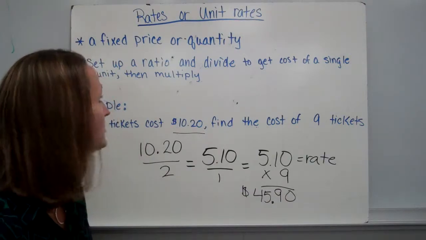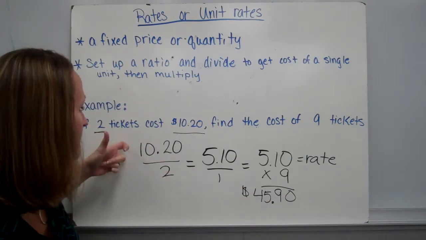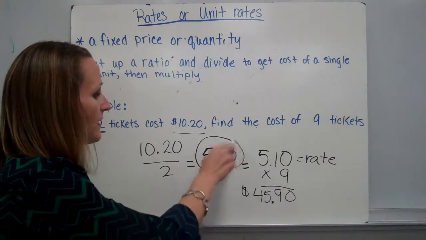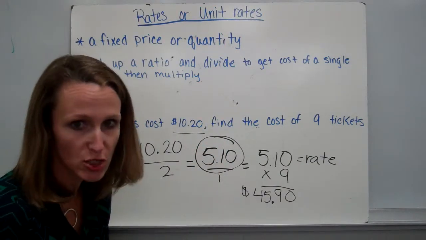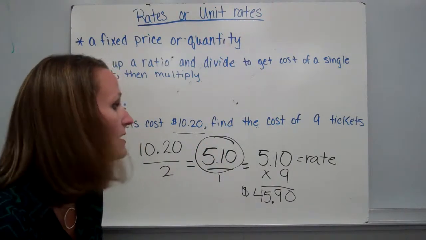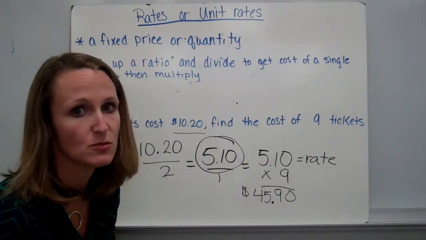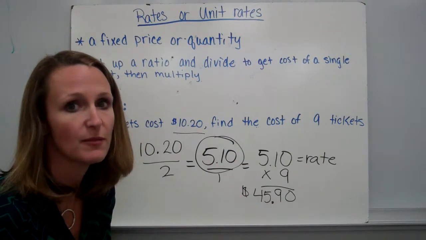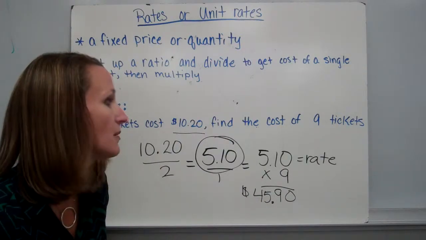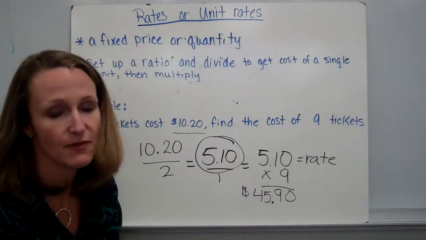So I not only found my unit rate of $5.10 per ticket, that's what a unit rate is, I then used it to find out how much 9 tickets cost. So that's what a rate is. A rate is finding out how much it costs per unit. And then in this case, we used it to find something else.